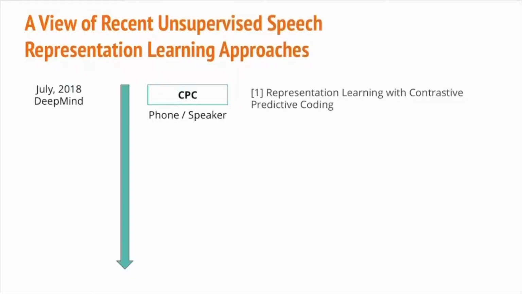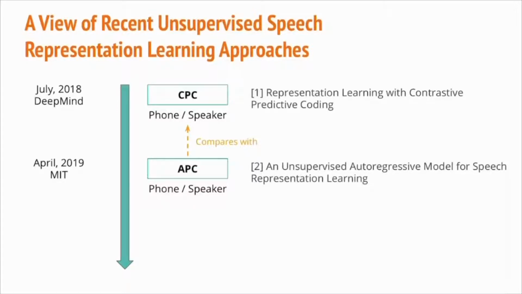First of all, I would like to go through some of the recent unsupervised speech representation learning approaches. In 2018, DeepMind introduced the Contrastive Predictive Coding approach, CPC. A 5-layer CNN with a sequence model of GRU is used to encode past context, while the model predicts the future to solve the contrastive binary classification task.